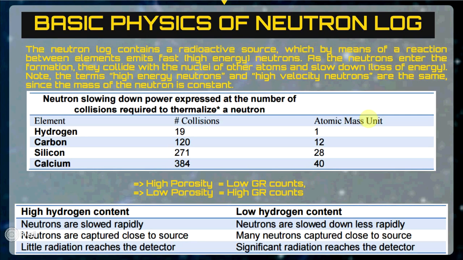When we have high hydrogen content, neutrons are slowed rapidly, and neutrons are captured close to the source, and little radiation reaches the detector. When we have low hydrogen content, neutrons are slowed down less rapidly. Fewer neutrons are captured close to the source, and significant radiation reaches the detector.